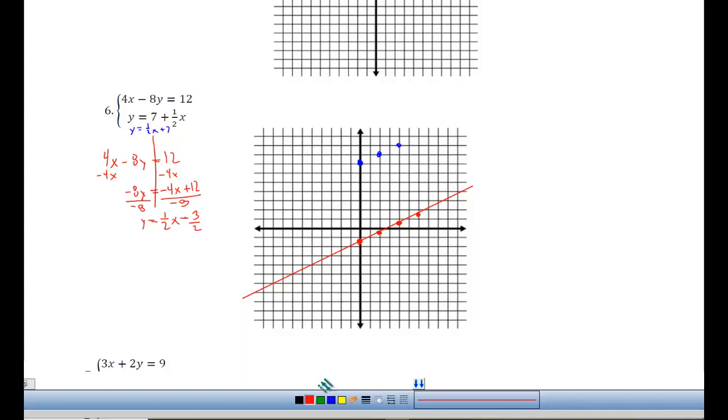So again, as soon as we saw that, we should recognize that those are parallel. They have the same slope, but they have different y-intercepts. So they're not the same line, they are just two parallel lines. So these again are parallel, they have no solution.